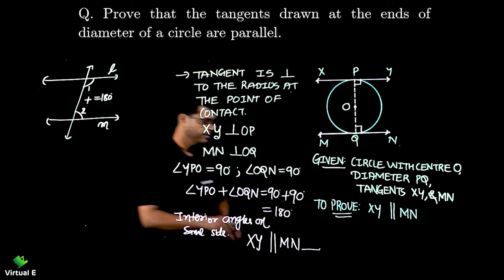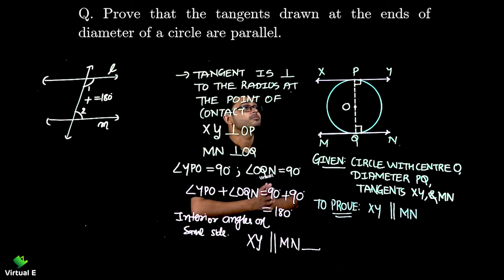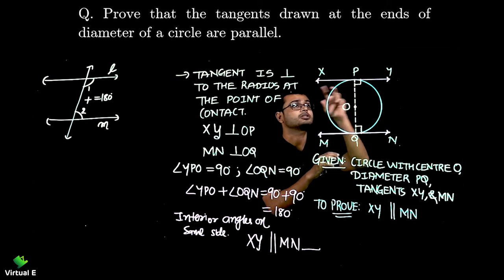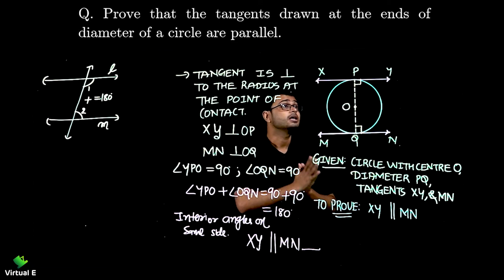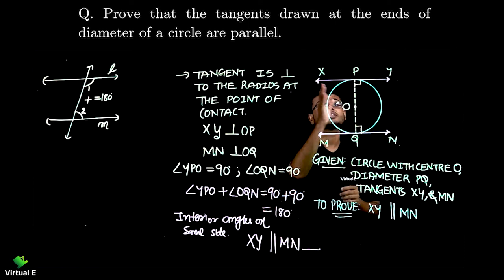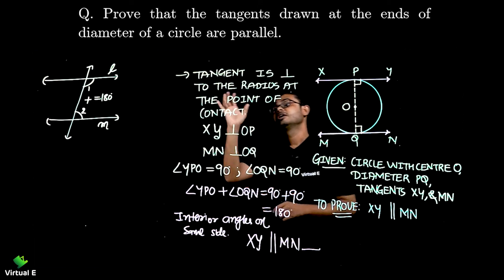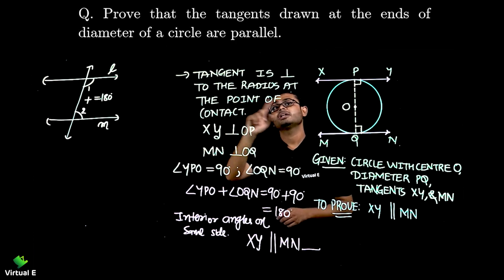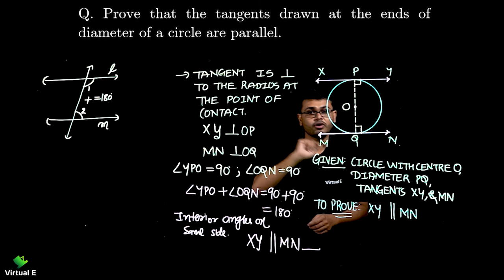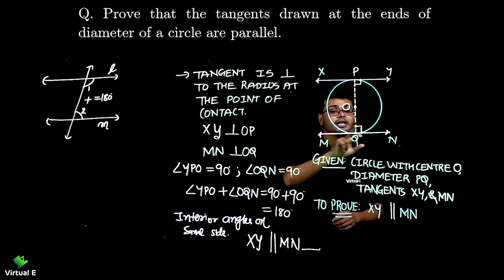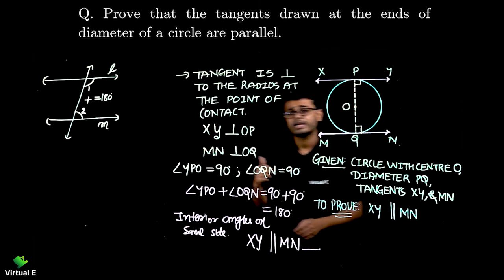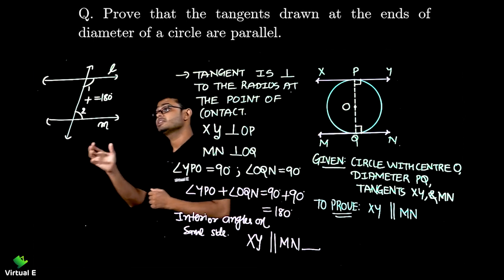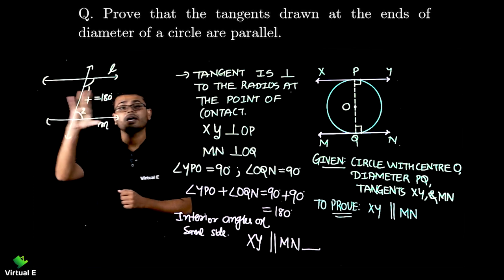XY parallel MN. Let's recall, it's very simple. First of all, you need to have a circle, draw one diameter, and at the end of the diameter there should be tangents. Done. Now we need to prove that these two tangents are parallel. Use the theorem that we learned in this chapter: the tangent is perpendicular to the radius at the point of contact. So this is 90 degrees and so is this one. Add them, and if you are getting 180 degrees, then these two lines are parallel. Remember, we used the concept of transversal to prove two lines parallel.